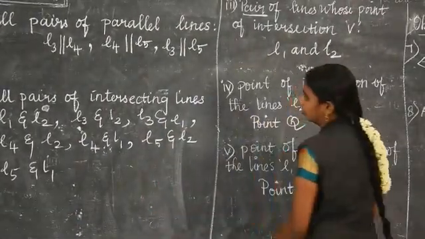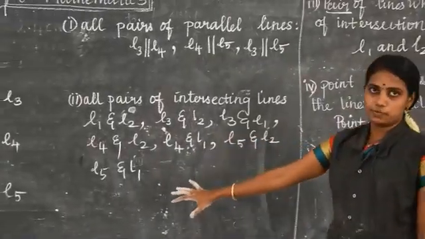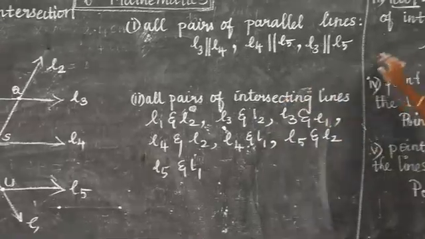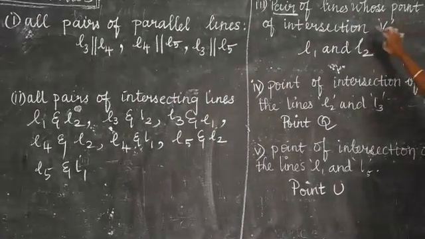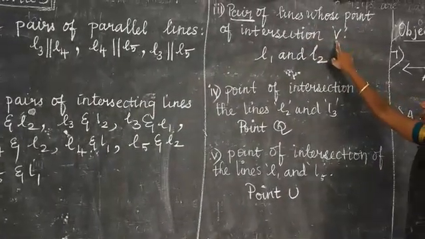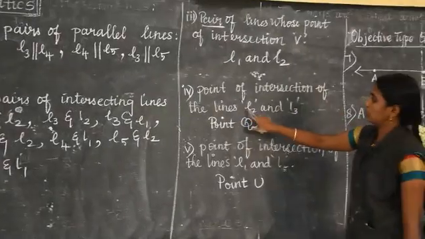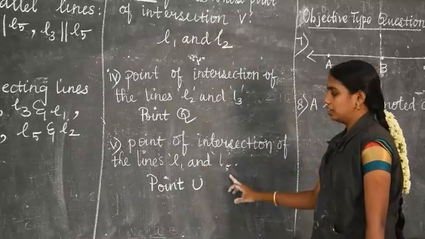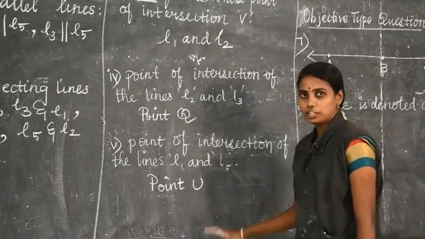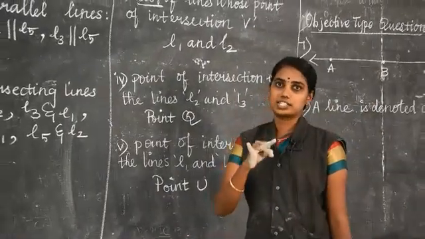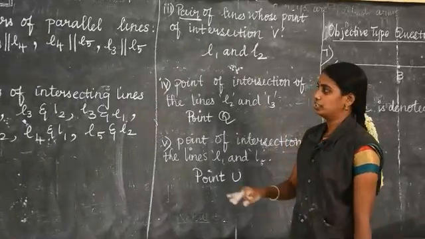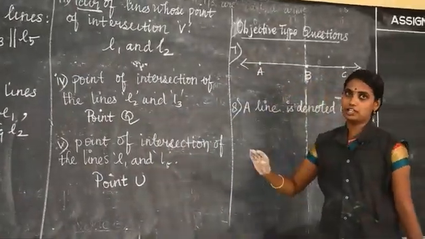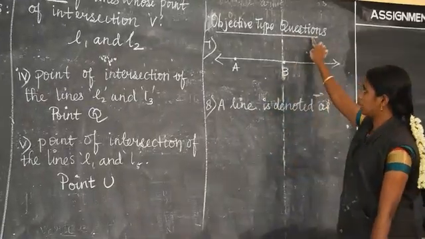Okay, clear everyone? So once again I will explain. The question is about parallel lines, intersecting lines, and the point of intersection of a pair of lines. Here L2, L3 where intersecting, here L1 and L5. So it's very important: parallel lines, intersecting lines, points of intersection. Question number 6 is over. Now we are going for question number 7, an objective type question.